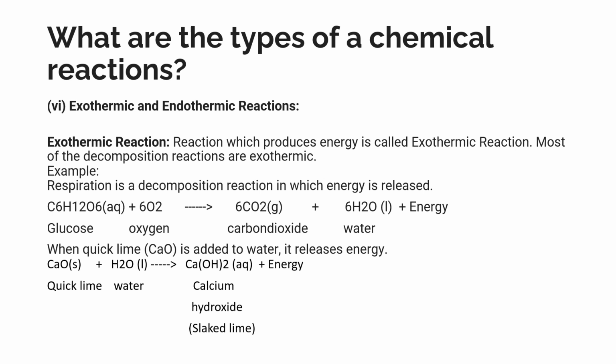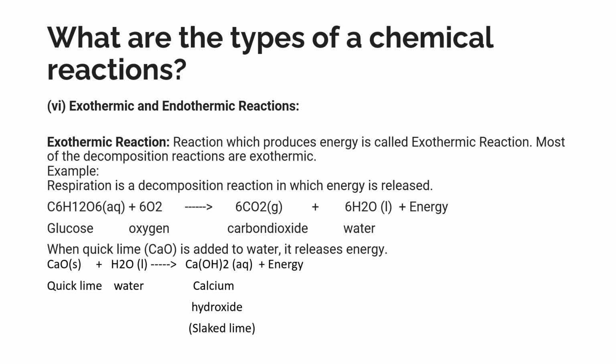Now let's look at the next type of chemical reaction, that is exothermic and endothermic reaction. First type, exothermic reaction. The reaction which produces energy is called exothermic reaction. Most of the decomposition reactions are exothermic. For example, respiration is a decomposition reaction in which energy is released.